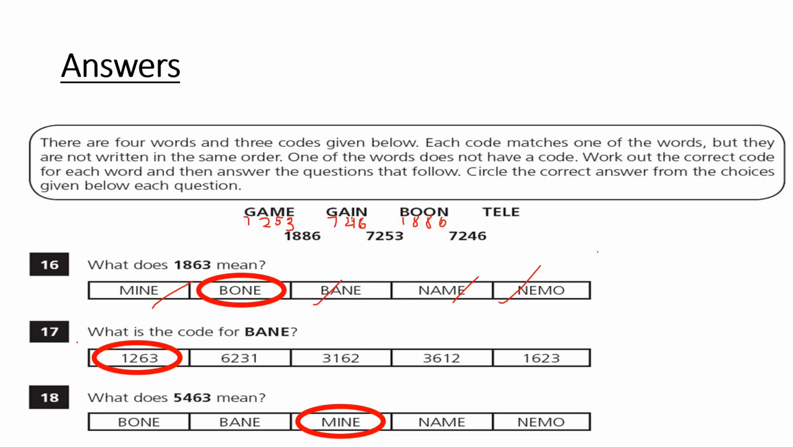Okay, so what's the code for bane? So we're trying to figure out for bane there. So B is 1 of course, and then A is 2, N is 6, and E is 3, so 1263 there. And what is 5463? 5 over here is M, so we can basically not go any further because all the other words do not have an M beginning with them, so we know it's mine automatically.